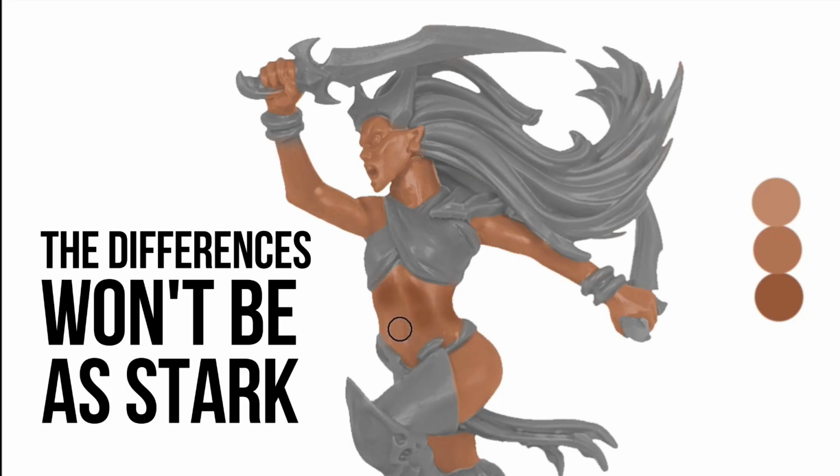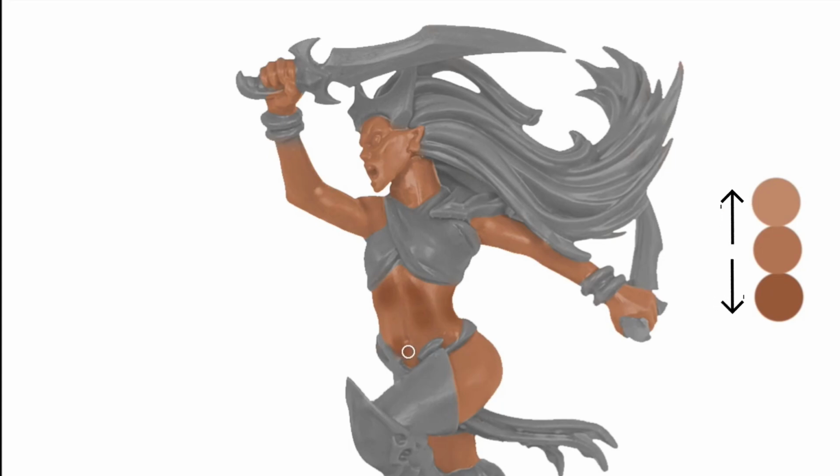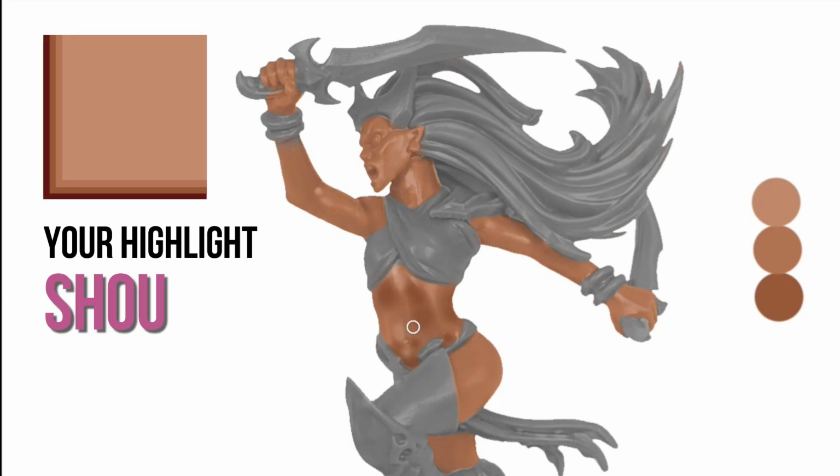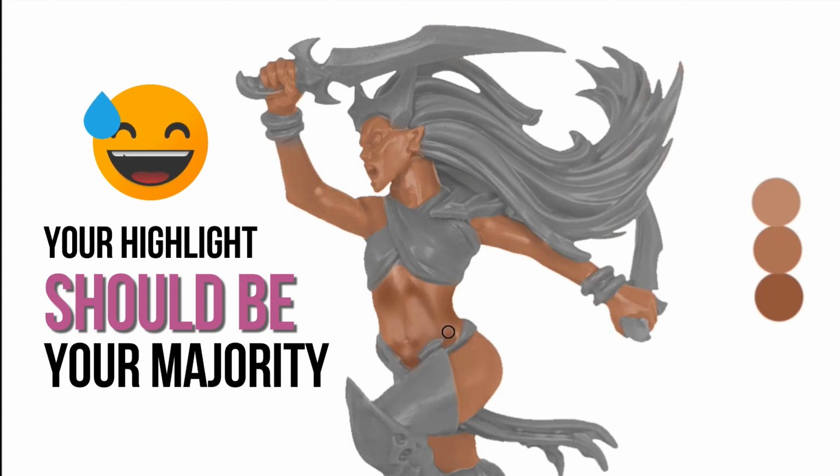So your dark won't be as dark usually, but you're going to have more varieties between those darks and between those lights. Is that right? Yes. So a quick rule with skin tones would be something like your highlight color should be your majority color? Yes. I said a quick rule, not a good rule.